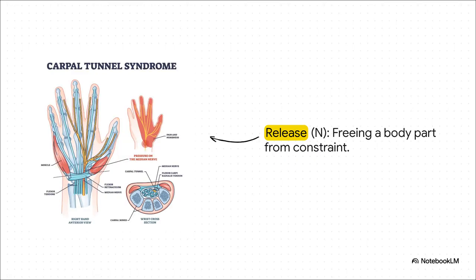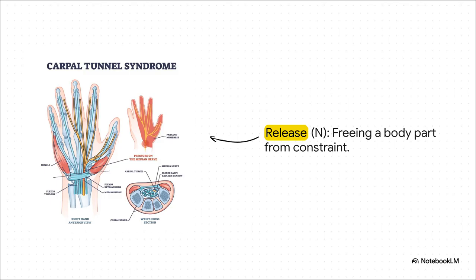Now contrast that division with release. Character N, release, is all about freeing a body part from an abnormal physical constraint. Say, for example, a patient has carpal tunnel syndrome. The median nerve is physically constrained, right? The procedure cuts the retinaculum to free that nerve. See the difference? We are cutting the tissue around the body part to release it, rather than separating the body part itself.